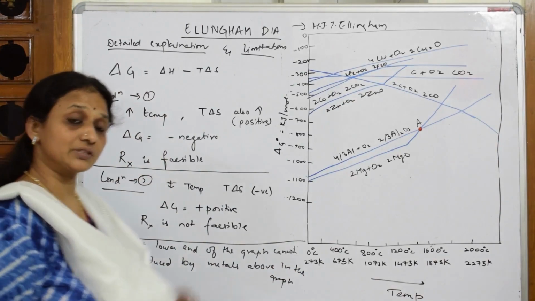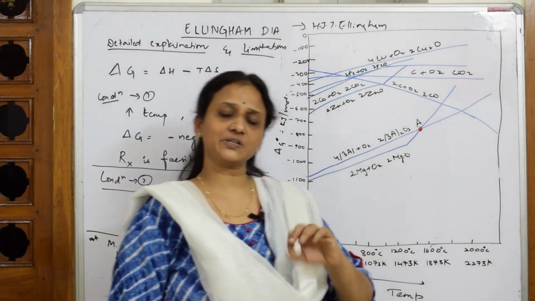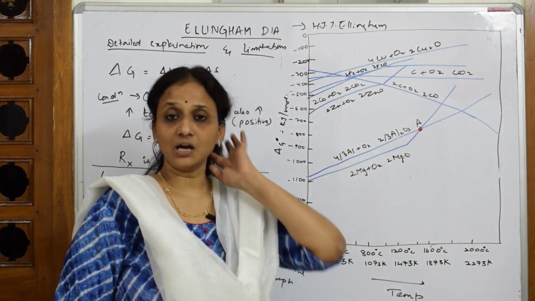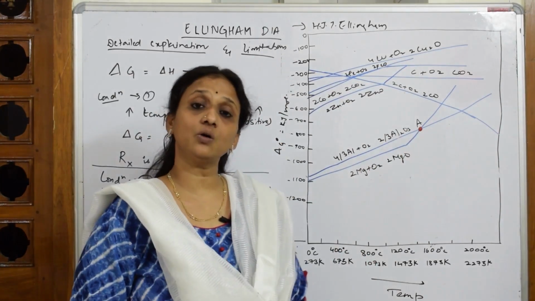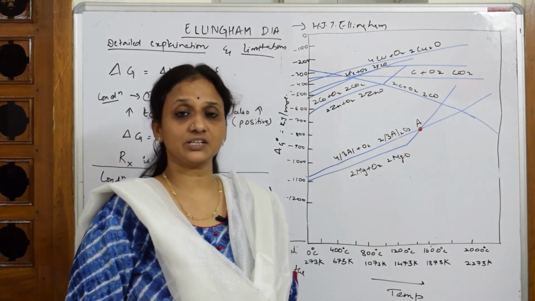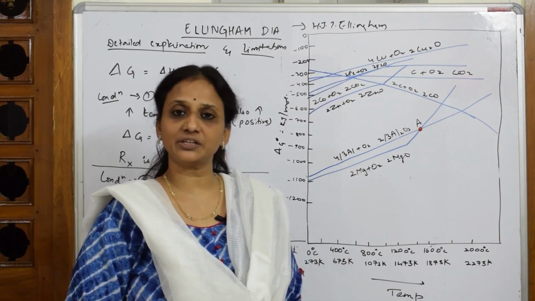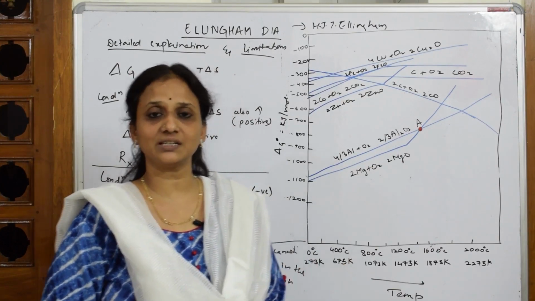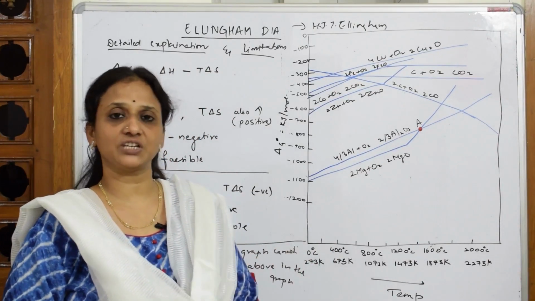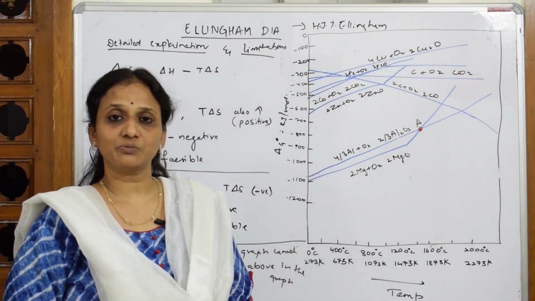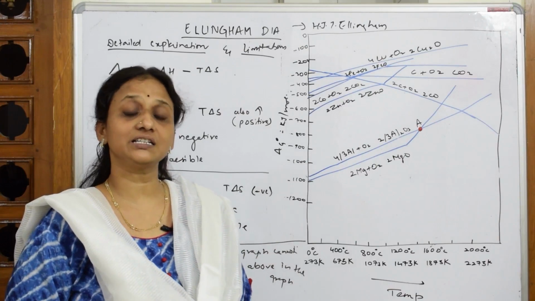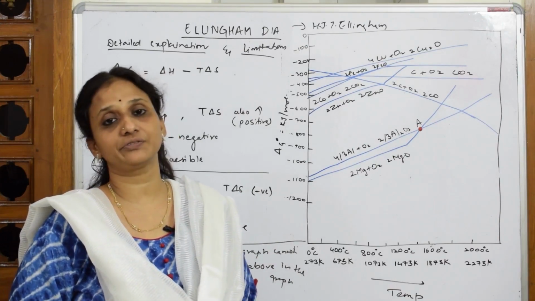Now what are the limitations of this? The Ellingham diagram basically speaks only about two things: how to choose a reducing agent, and whether the reaction is feasible or not. But is it explaining anything about the rate of the reaction, the kinetics of the reaction? No, isn't it? I'm not speaking of any rate of change of reactant to product. So the first limitation of the Ellingham diagram is that it does not explain anything about the rate of the reaction.